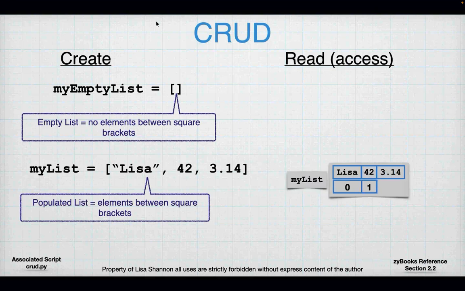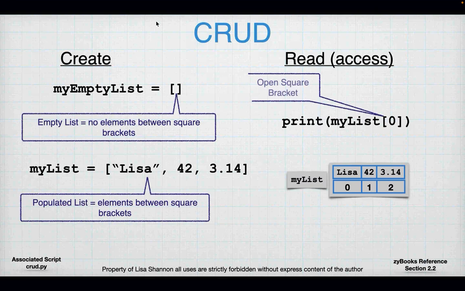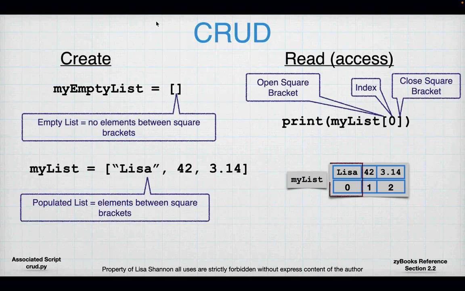I can read a list. Oh, this is in the wrong order. So I can print my list. And I print it by using this specific syntax. I have the variable name, which is my list. And then I'm going to have an open square bracket. I'm going to have the index of the element that I want out of that list. And then I have a closing square bracket. And that's how I get to, in this case, the word Lisa. I say, okay, Python, go to my list and get me the first element, which is at index 0. So that is create and that is read.